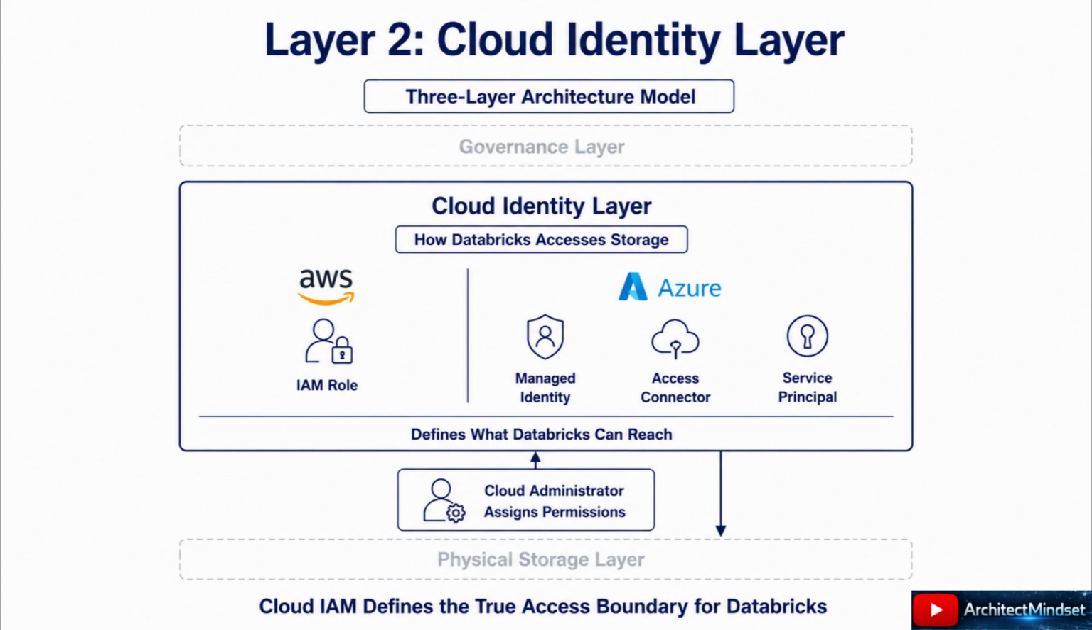This is the identity that Databricks will use to access that storage path. On AWS, this is usually the IAM role. On Azure, it is commonly a managed identity attached through the access connector, or in some cases, a Microsoft Entra ID service principal. This cloud identity is where your cloud administrator defines what Databricks can technically reach.